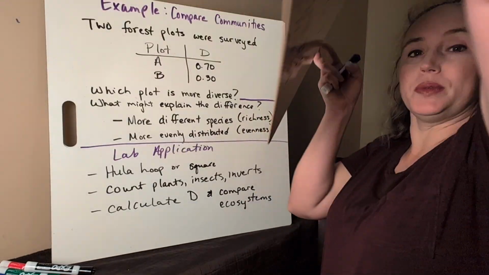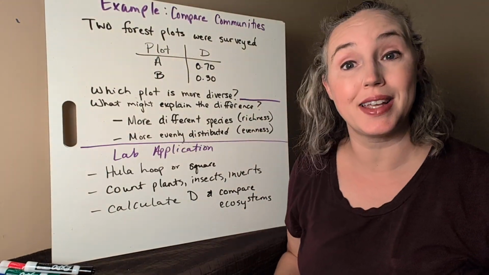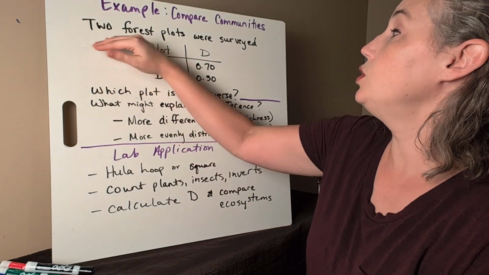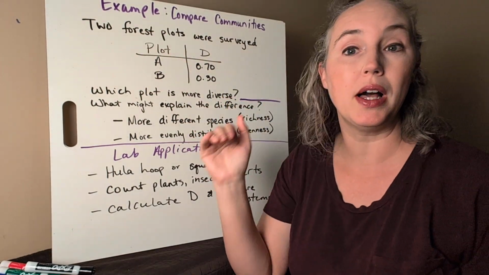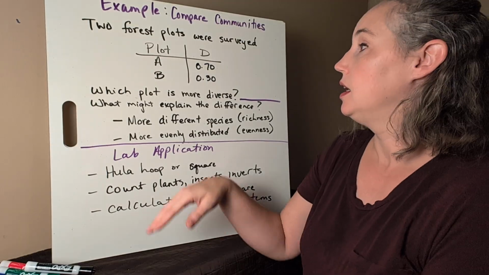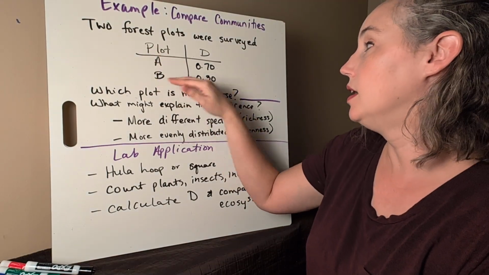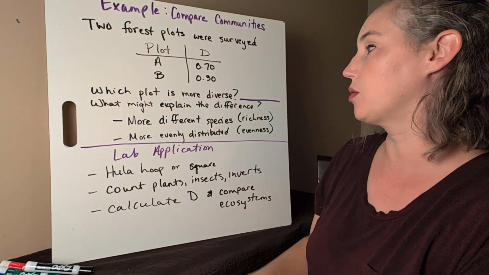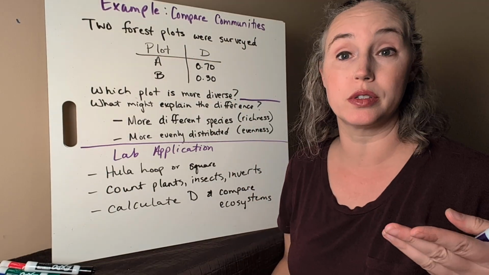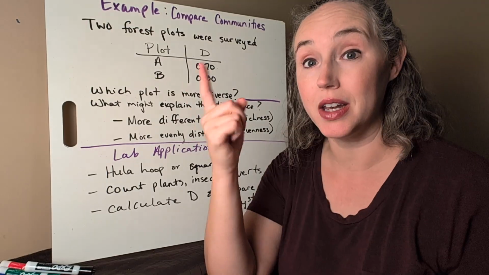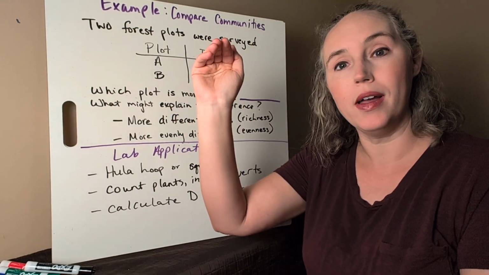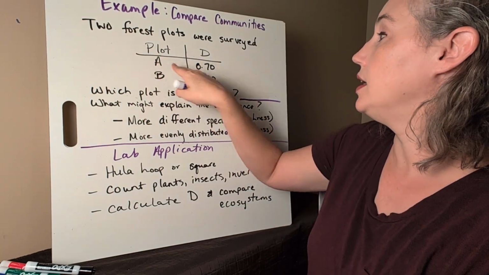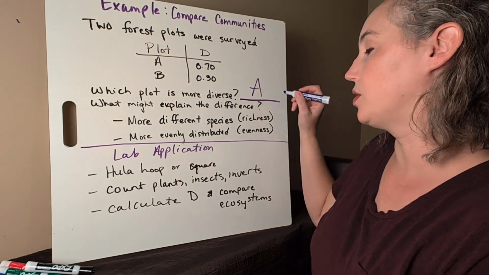Let's look at another example. In this one, you don't have to calculate, you just have to be able to compare. So 2 forest plots were surveyed. A plot is just an area of land. Plot A and plot B, their diversity indices were A is 0.7 and B is 0.3. So which plot is more diverse? This is where you have to know that the closer to 1, the more diverse, the closer to 0, the less diverse. So in this case, plot A is more diverse.